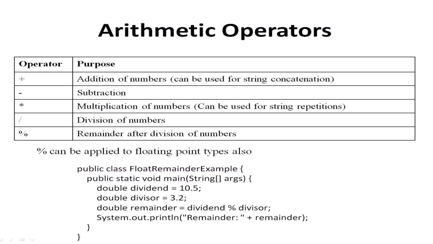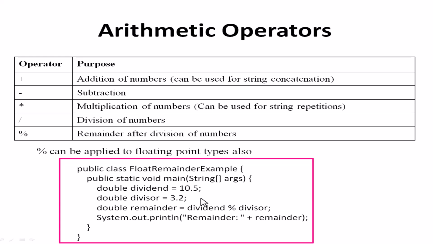For example, if you look at this particular program, we are going to take two values. The values are 10.5 and 3.2, which are the dividend and divisor. If you divide 10.5 by 3.2, you will get the remainder. This should be stored, where you perform the modulo division. Without losing the precision, you use the double.